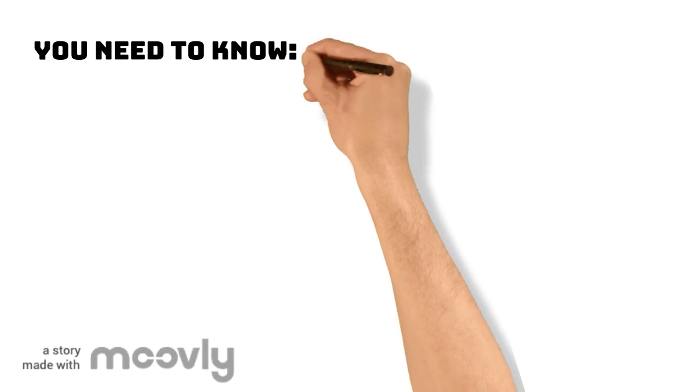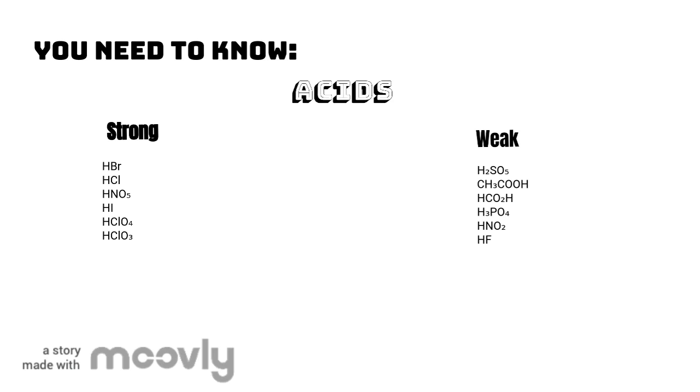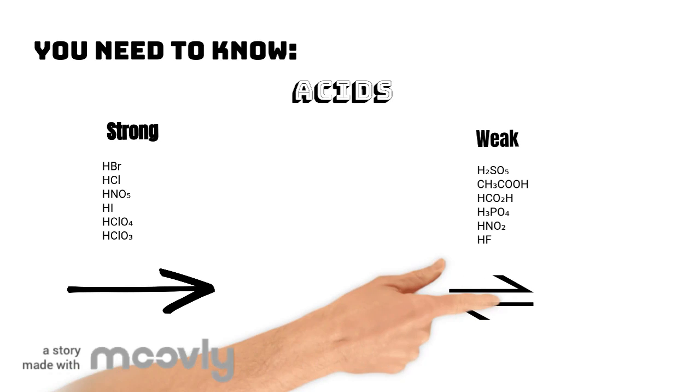Some information that you may need to know prior to working on the problems are strong acids and weak acids. Starting with the strong acids, we have HBr, HCl, HNO3, HI, HClO4, and HClO3. The weak acids are H2SO3, CH3COOH, HCO2H, H3PO4, HNO2, and HF. Know that the strong acids yield directly while the weak acids are at equilibrium.